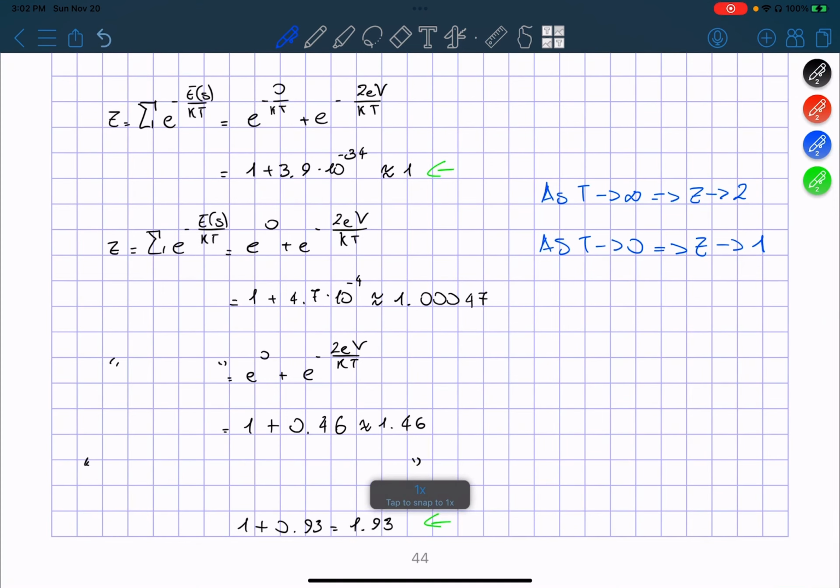So these are the two things you need to remember, and we just checked them in our problem.